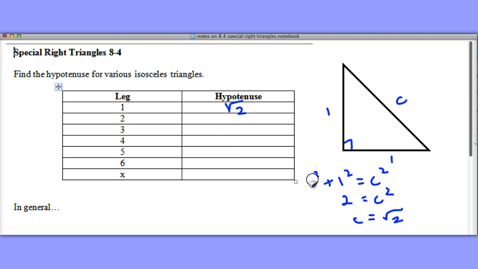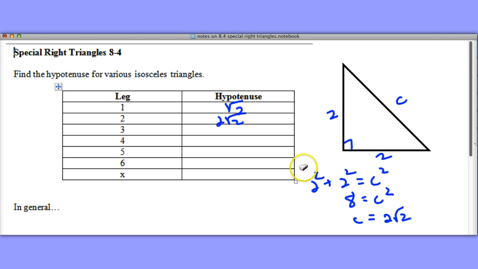Let's do that again, but instead of using 1 for the legs, let's see what happens if we use 2 for the legs. So we'll do the exact same calculation again, but we'll use 2 for the legs. So we'll have 2 squared plus 2 squared equals c squared. So that would be 4 plus 4, that would be 8. And if I take the square root of 8 and simplify it, pulling out factors that are perfect squares, I'd have 2 root 2, since I can think of 8 as 4 times 2, and 4 is a perfect square. So we've got 2 root 2 when the leg is 2.